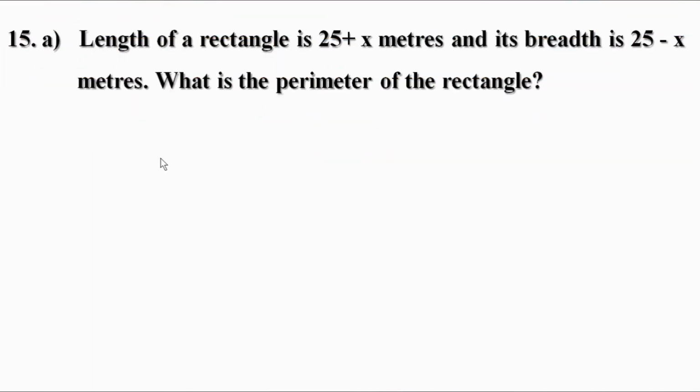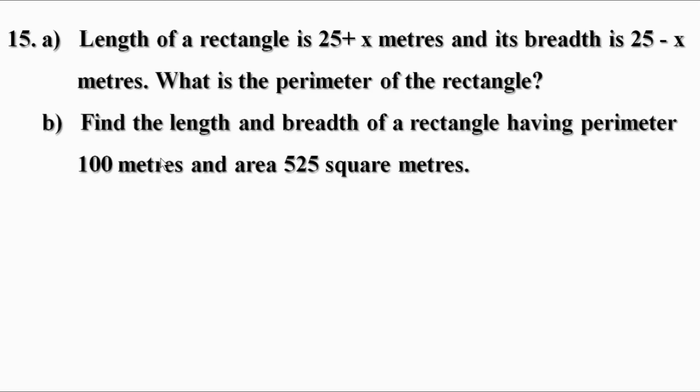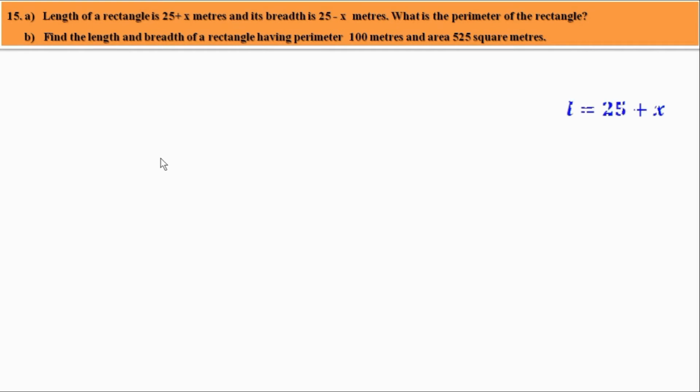15th problem. Length of a rectangle is 25 plus x meters and its breadth is 25 minus x meters. What is the perimeter of the rectangle? Find the length and breadth of a rectangle having perimeter 100 meters and area 525 square meters. Here the length is 25 plus x and breadth is 25 minus x.